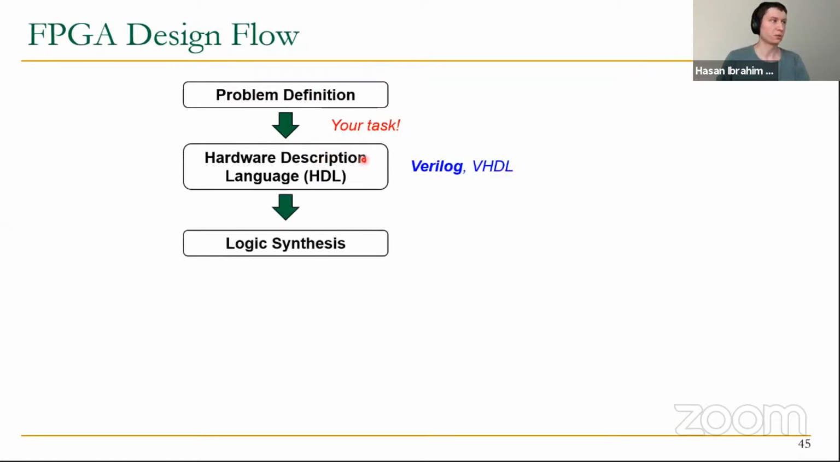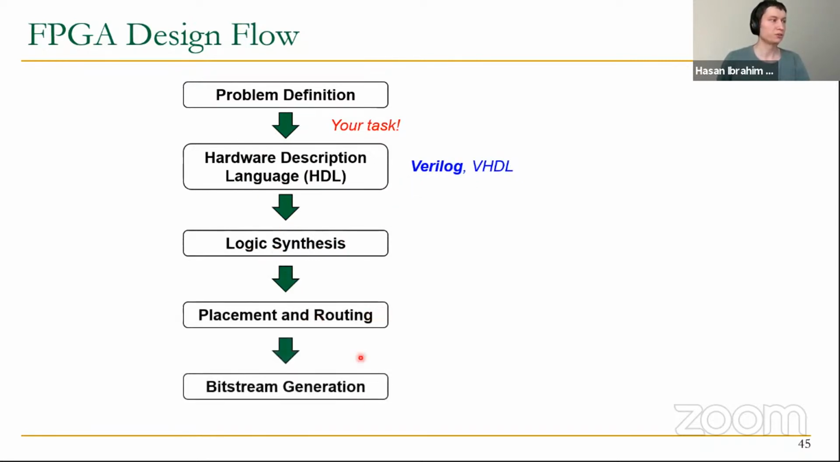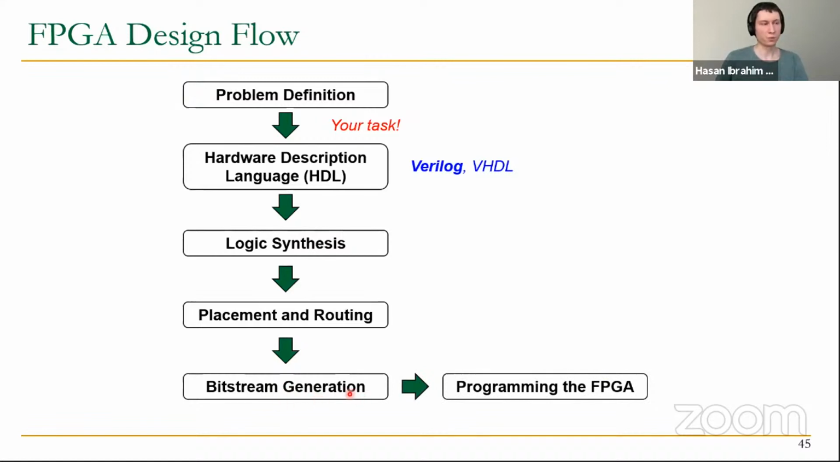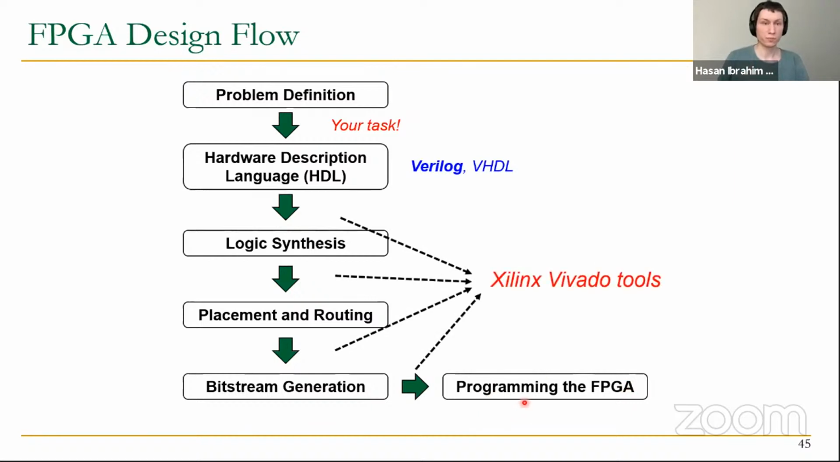So here, your task will be basically implementing the Verilog code of the hardware design that you would like to implement. And logic synthesis, placement and routing, and bitstream generation will be handled automatically by the tools that we will be using. After this last step, we will get a bit file, which is basically a binary that you can run on the FPGA. Well, I would say not run on the FPGA, but you can use it to program the FPGA.